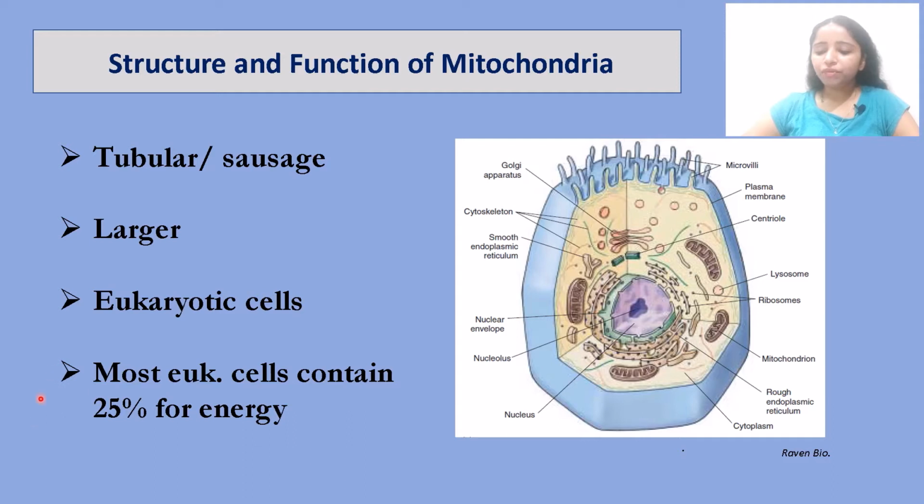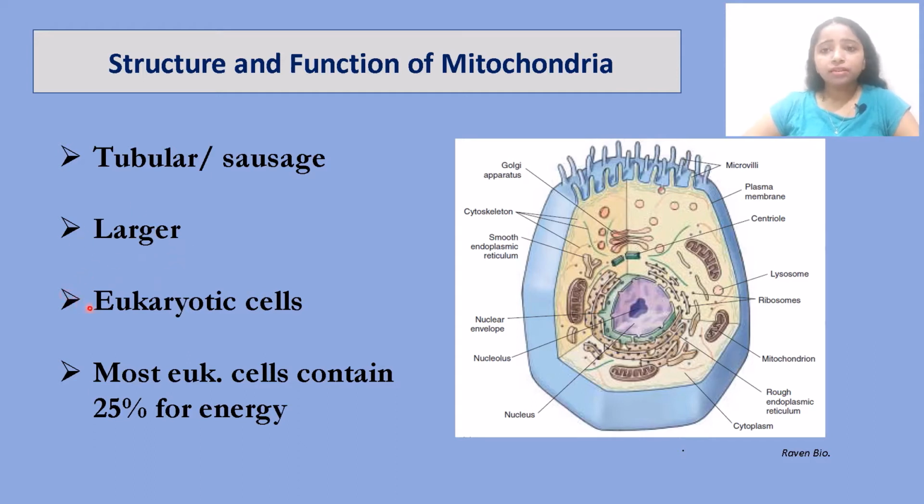Here is a picture of a eukaryotic cell, and these brown colored structures are mitochondria. Mitochondria are tubular or sausage shaped organelles, and they are among the larger organelles of the cell, each one being about the size of an E. coli bacterium.